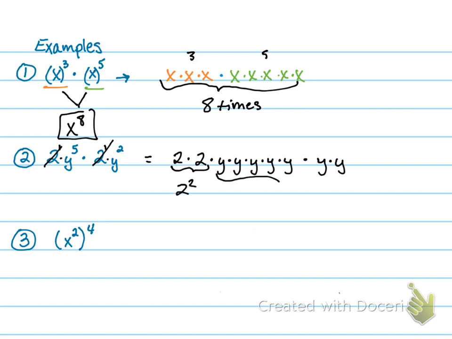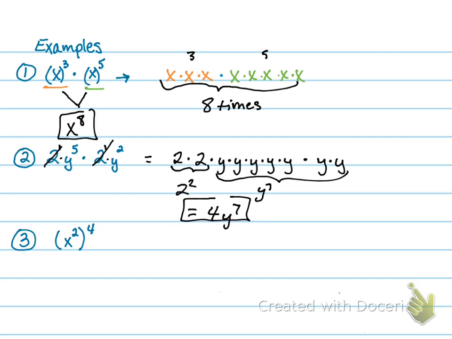And then this part right here, 1, 2, 3, 4, 5, 6, 7, this is like saying y to the 7th power. So your answer is either 2 squared y to the 7th, or you can think about it as 2 squared is 2 times 2 is 4, and y to the 7th power. And that would be the most simple way that we could write that.